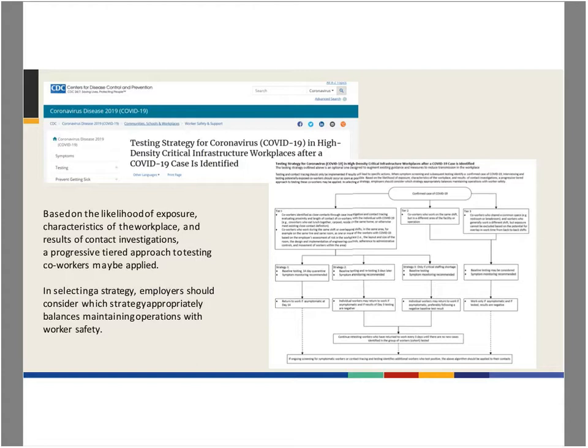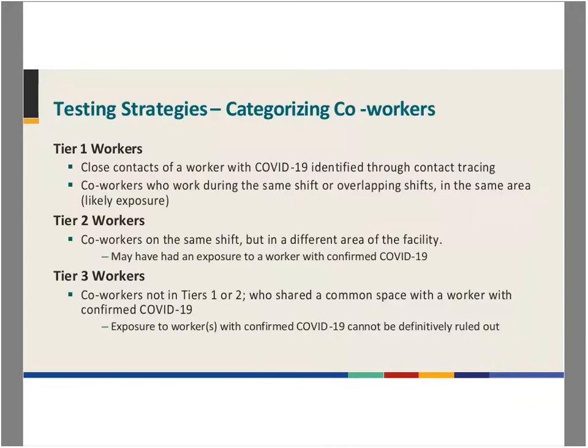So this takes into consideration the likelihood of exposure, characteristics of the workplace, and results of contact investigations, and puts it into a progressive tiered approach to try to figure out how to balance maintaining operations with worker safety. And I know you probably can't read that figure up there, but hopefully some of you have seen it already, and if you haven't, I encourage you to take a look at it on the website. It looks a little daunting at first, but if you break it down into the different pieces, hopefully it's helpful for understanding the strategy.